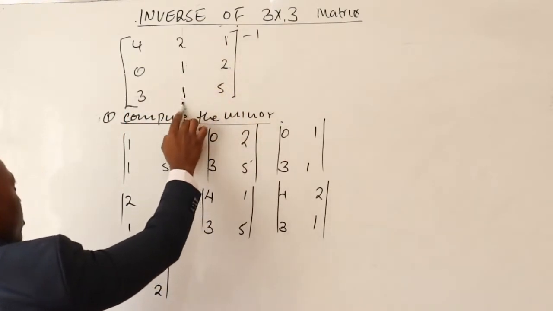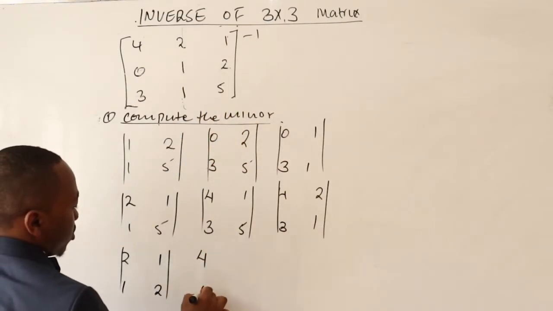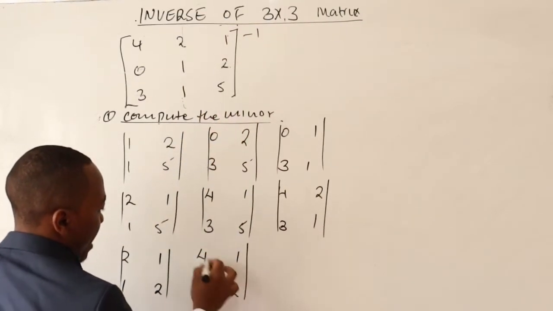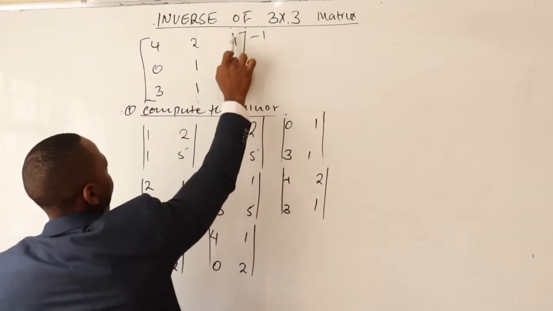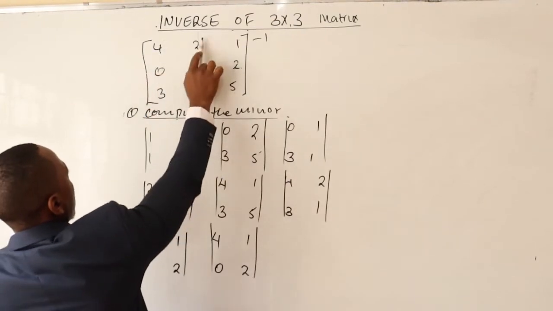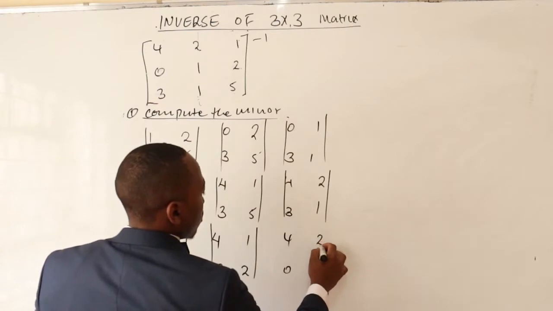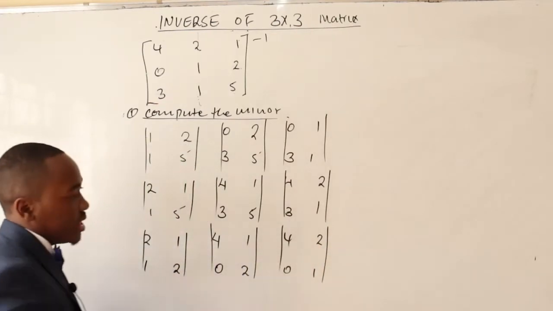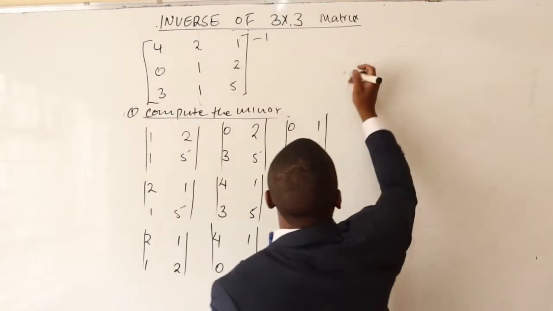Third row, second column. So we have 4, 0, 1, 2. And lastly, it's third, third. So we have 4, 0, 2, 1. That's how you get that. So that's step number 1. Now let's go to step number 2.